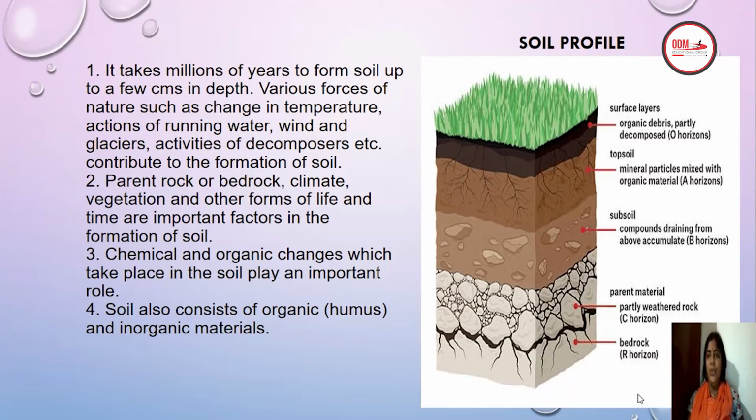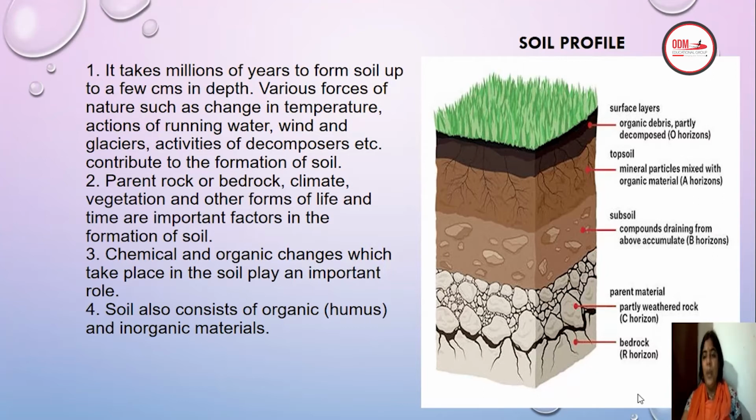The parent rock, as you can see from the picture of the soil profile, determines the type of the soil. On the parent rock, your climate, vegetation, other forms of life, and time are important factors in the formation of soil. Then chemical and organic changes that happen also play an important role in the formation of the type of soil that we are going to get. And soil consists of organic and inorganic materials that add up to the humus.